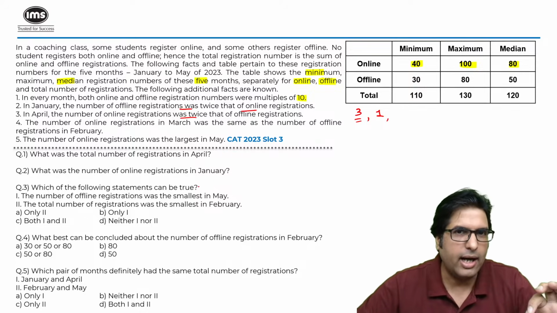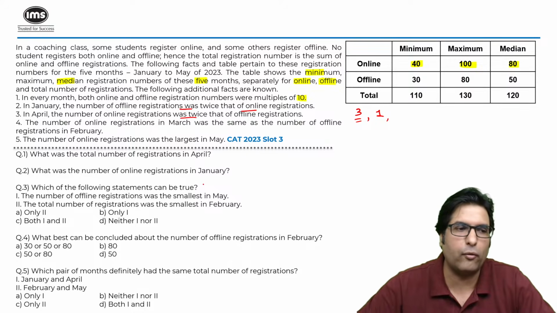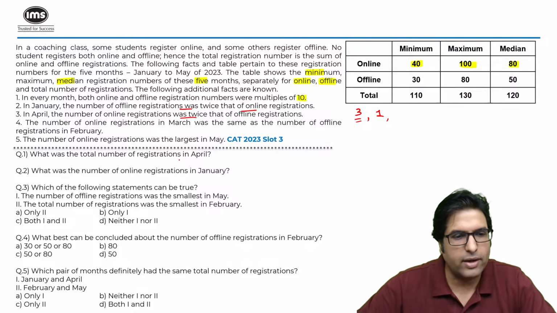And then last part, very crucial in deciding whether to pick this set, which is the type of questions. What was the total number of registrations in April? Direct question, closed question. You will not have multiple choices.